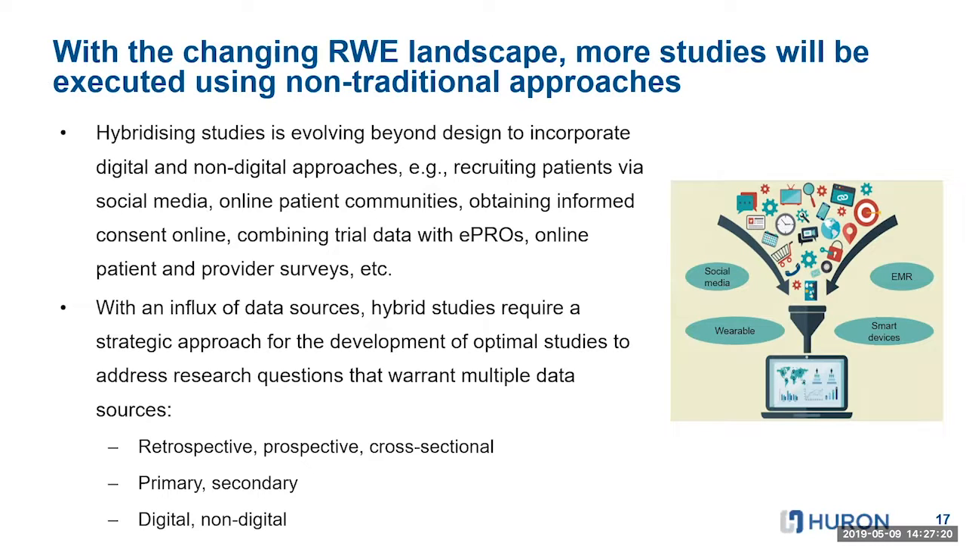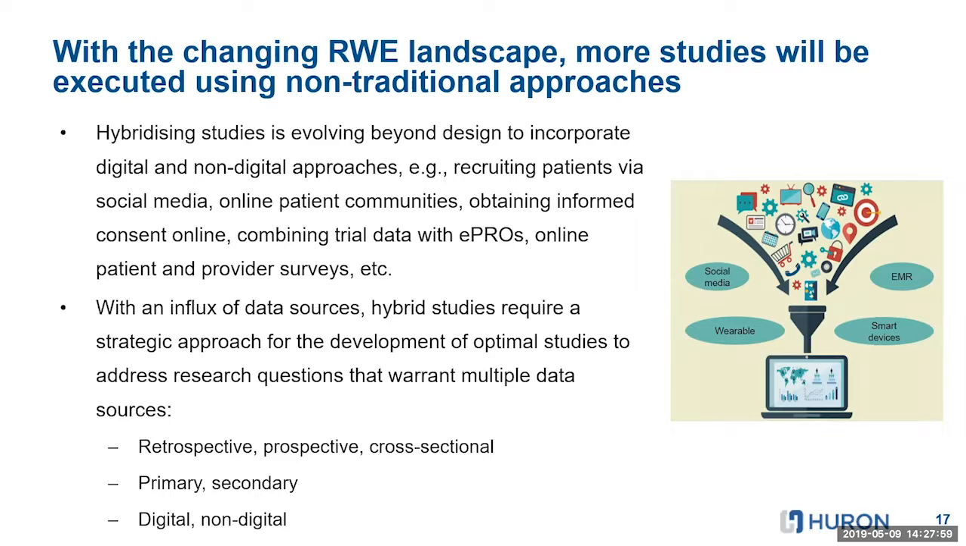We can also think about hybrid approaches a little bit differently. With the continuously changing landscape and the pressure to generate evidence, more studies are being conducted using a combination of both traditional and non-traditional tools. For example, we are now able to recruit patients via social media or online patient communities. That obviously could be indication specific. You cannot do that with any disease. But we can also obtain informed consents online, combine trial data with ePROs, and conduct surveys completely online.